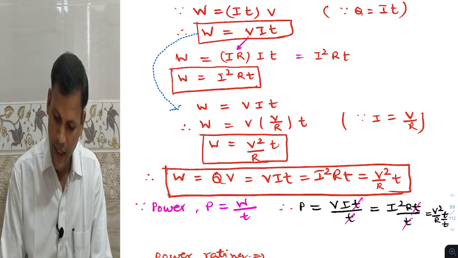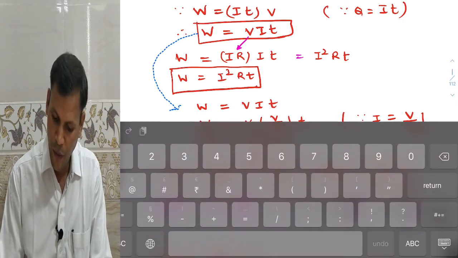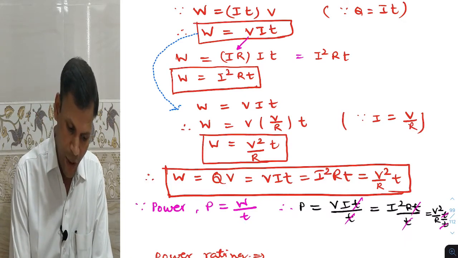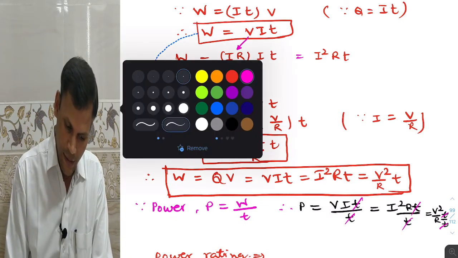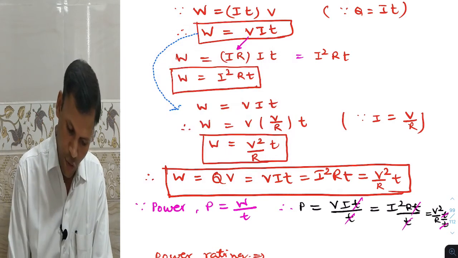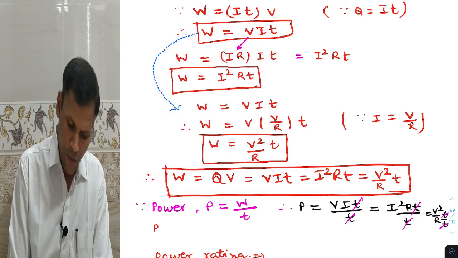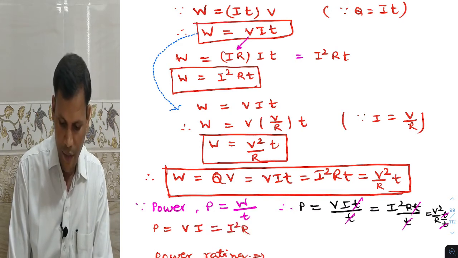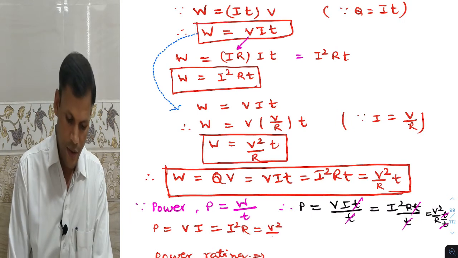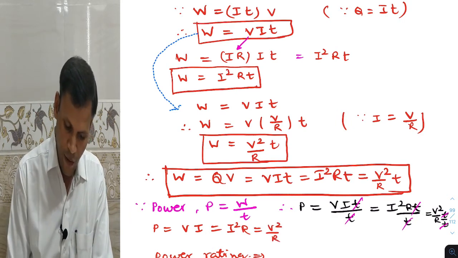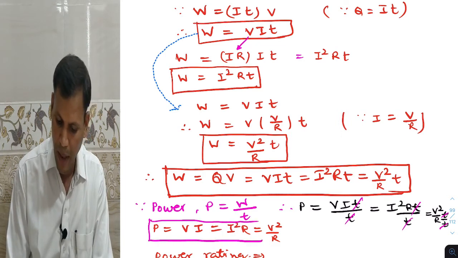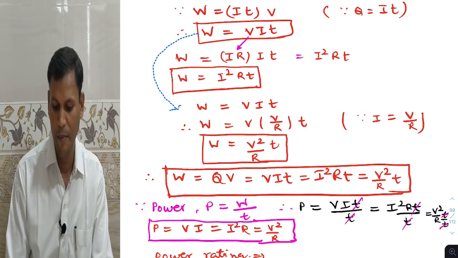So we will get the new formula for power. The new formulas for power will be VI is equal to I square R, and it is V square by R. So these are all the formulas for the calculation of power of an electrical appliance.